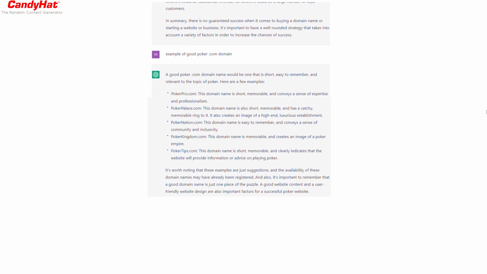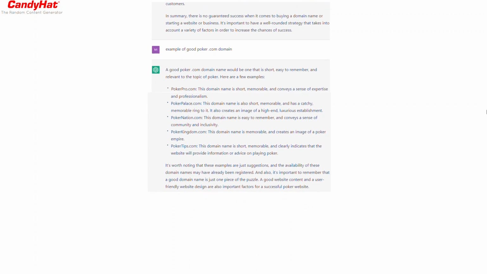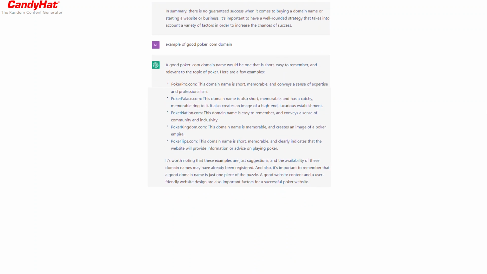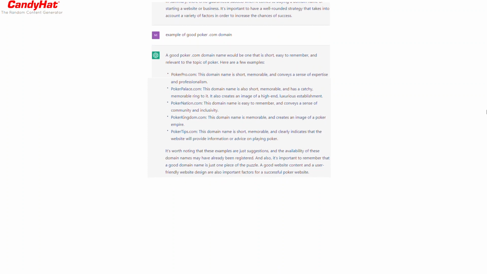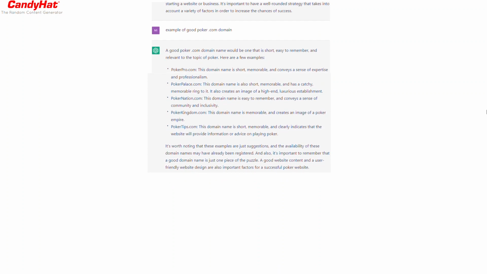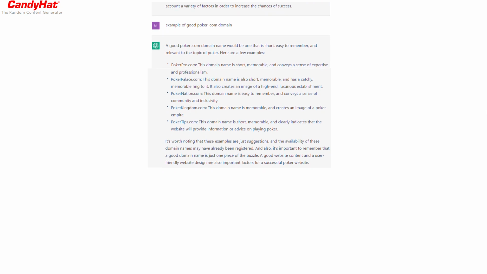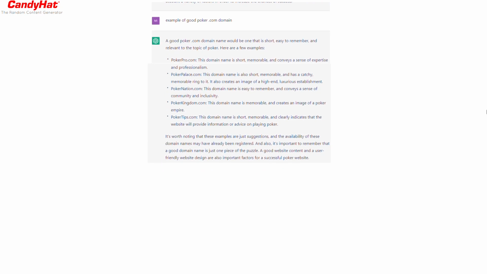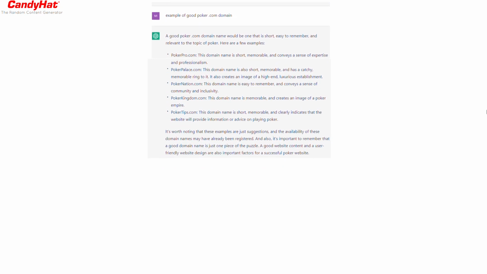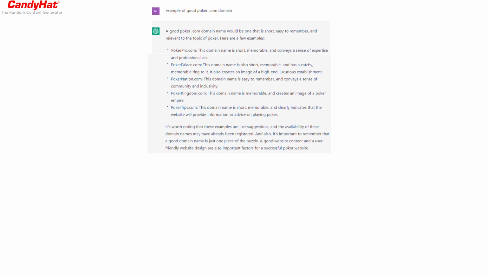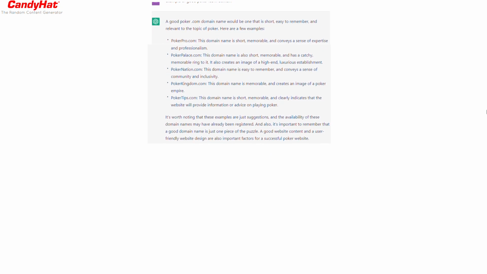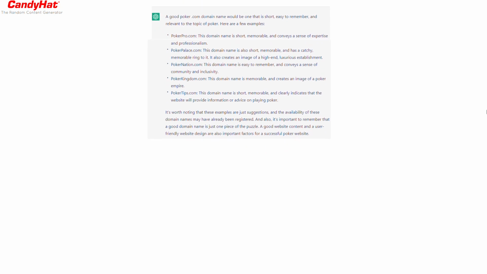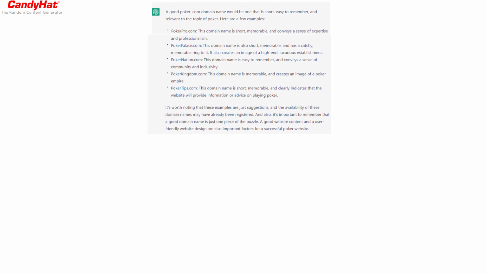A goodpoker.com domain name would be one that is short, easy to remember, and relevant to the topic of poker. Here are a few examples. PokerPro.com. This domain name is short, memorable, and conveys a sense of expertise and professionalism. PokerPalace.com. This domain name is also short, memorable, and has a catchy ring to it. It also creates an image of a high-end, luxurious establishment.